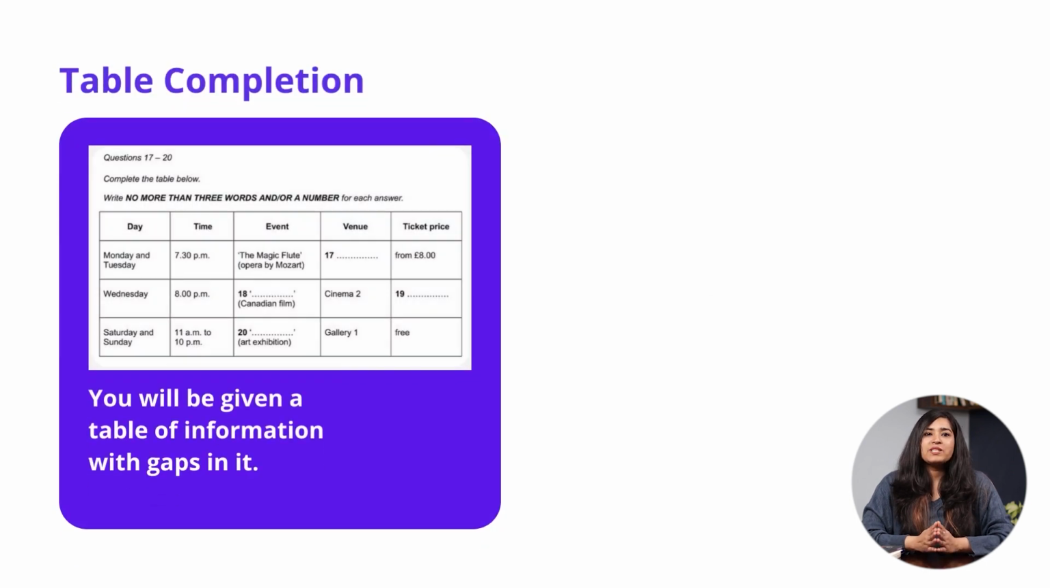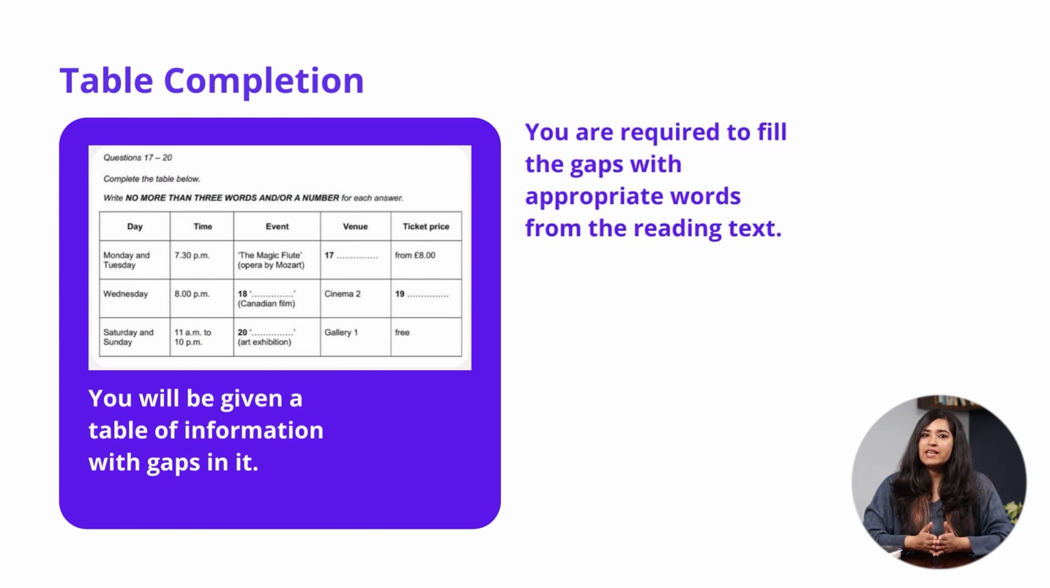On to the requirements for table completion. As we can see, here's what table completion questions look like. You'll be given a table of information with gaps in it. You'll have to fill those gaps in with the appropriate words from the passage. Have a look at the instructions as well. We can see that this requires you to write no more than 3 words and or a number.